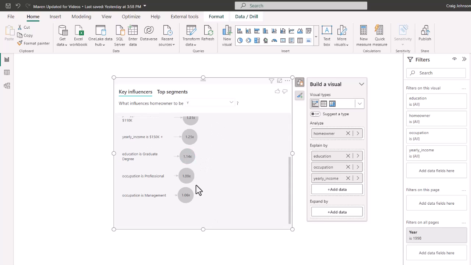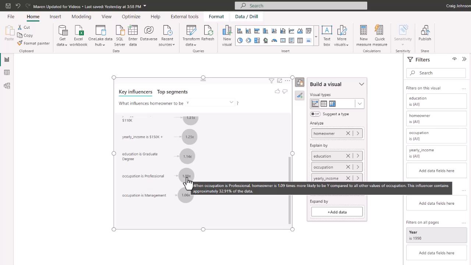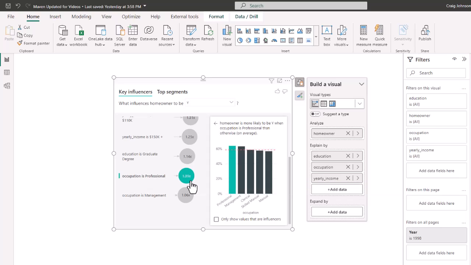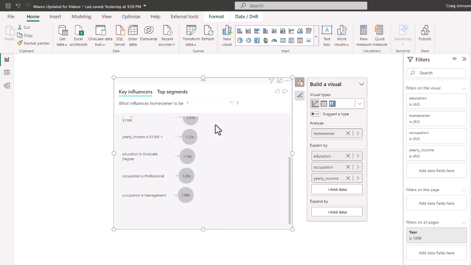Now, another one is occupation is a professional. So we'll expand on this, and we have 4 different types of professions: manual, skilled labor, clerical, management, and professional. And for professional, 63% that are listed as professional in this database own a home. And for manual labor, only 56%. And so that is showing a statistically significant chance of 1.09%. So the key influencer works best on categorical data.